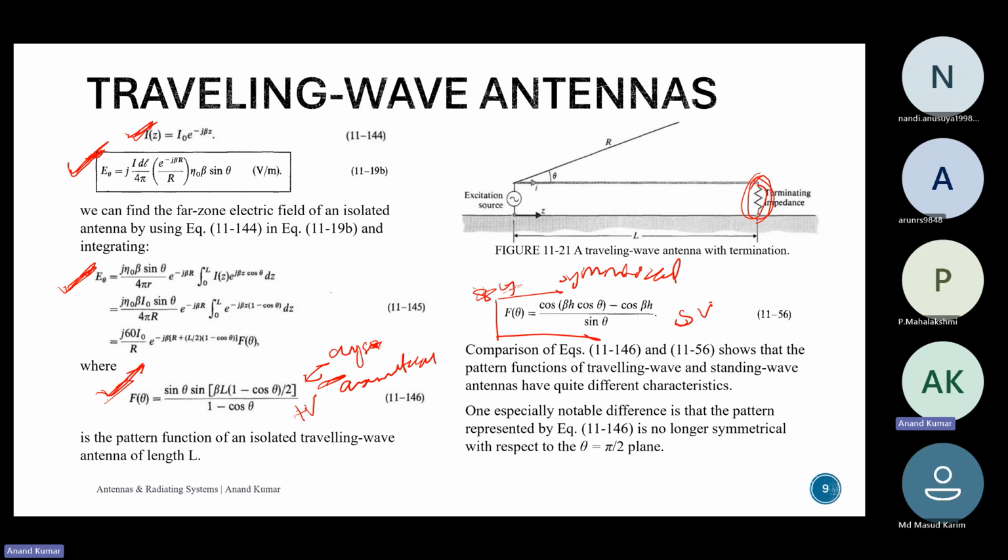And this pattern function, when compared with the standing wave or the dipole antenna, we see that they are not the same. And in this case, the pattern function for the traveling wave antenna is asymmetrical. This is no longer symmetrical, and this symmetry is with respect to theta equals pi by 2.